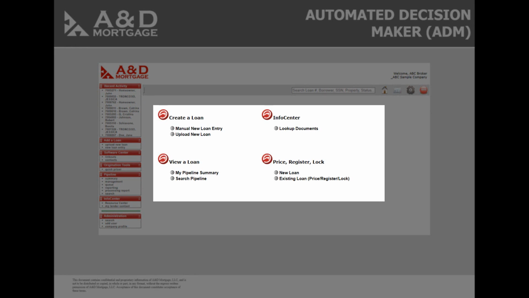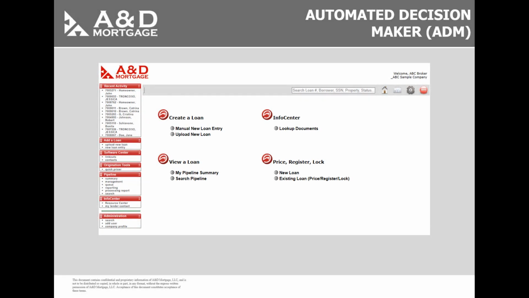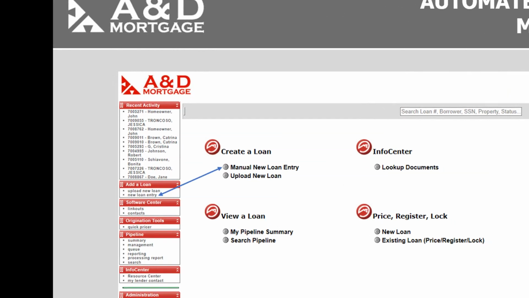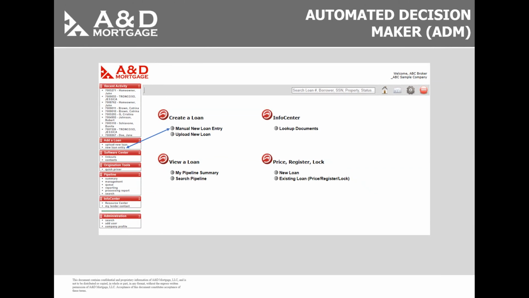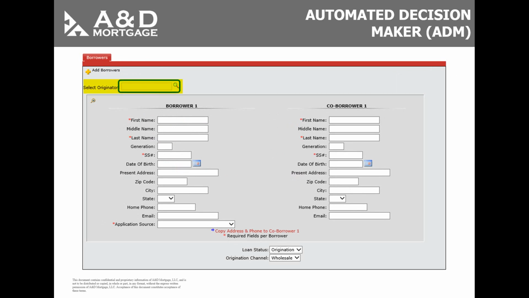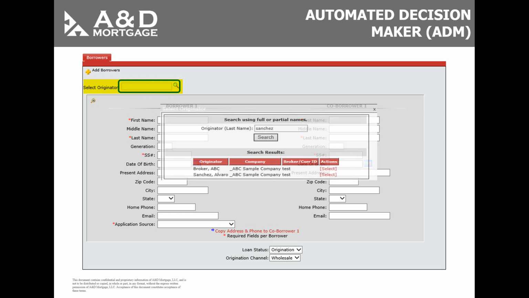We'll begin by manually entering a new loan, and you can either click on the link in the center of the page or in the left navigation pane. Before we begin, we do need to select an originator. So click on the magnifying glass, enter the originator's last name, and select that individual.